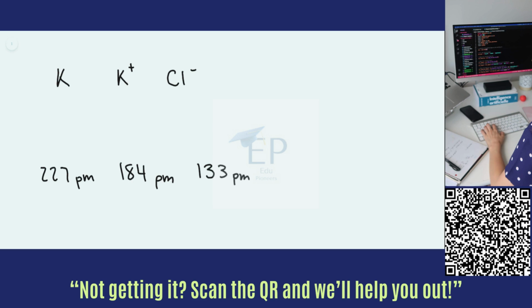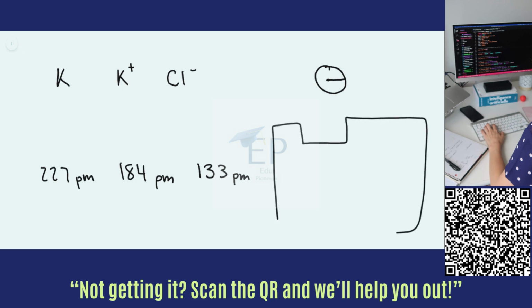Now, first of all, it's important to understand what radius really means. When we're talking about radius, what we're really trying to communicate is the size of the atom. The larger an atom's radius is, the larger that atom will be. For these problems, it's really important that you have a periodic table nearby, because the location of these atoms will tell us a lot about their properties, such as their radius or size.